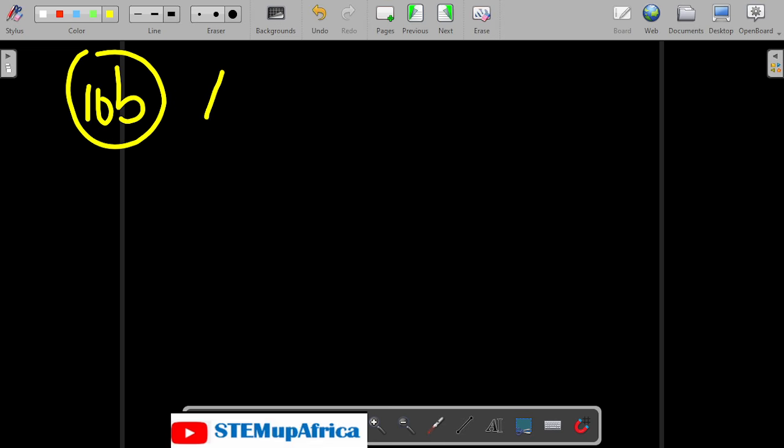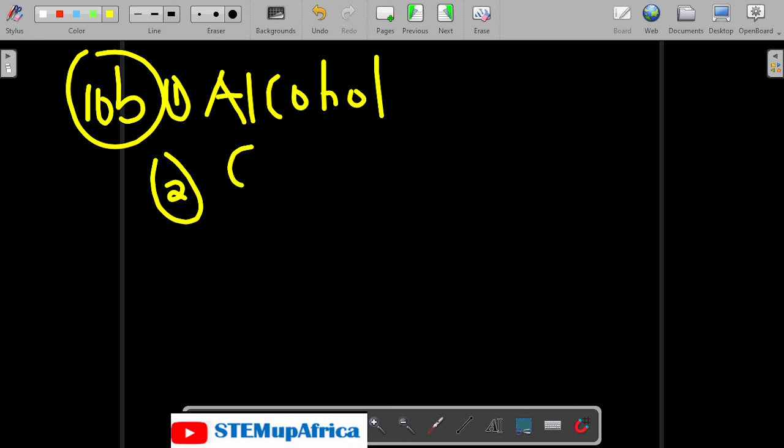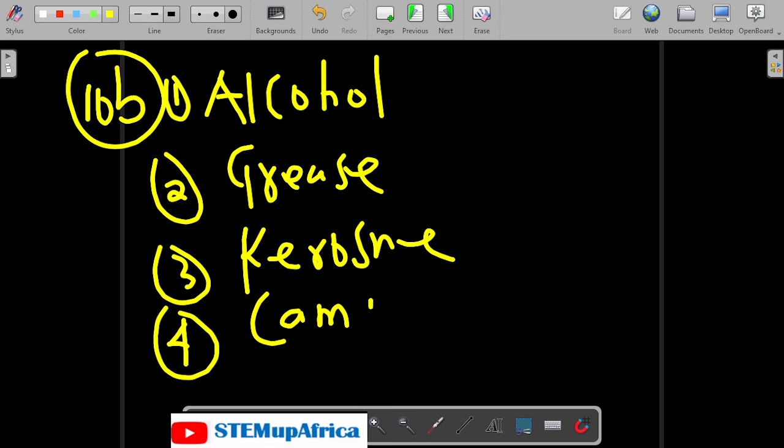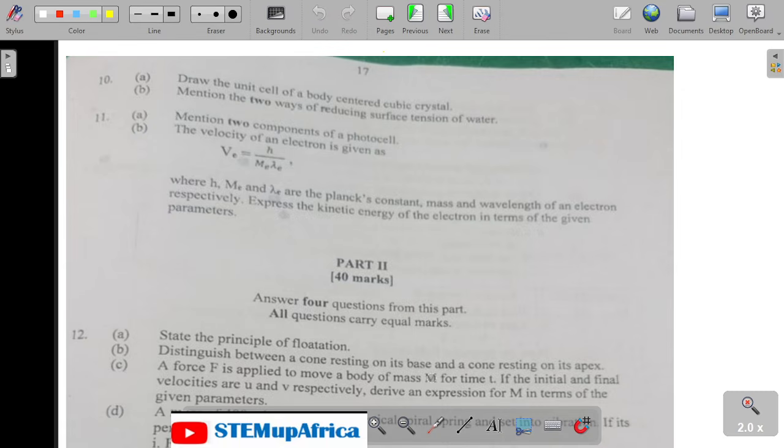So how can we reduce surface tension? Number one, you can use alcohol to do so. Number two, you can use grease to do so. Number three, you can use kerosene to do so. And number four, we can use camphor to do so. You can pick any two from these four.